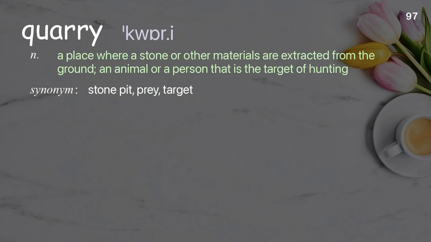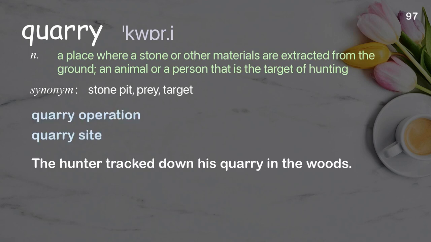Quarry. A place where a stone or other materials are extracted from the ground, an animal or a person that is the target of hunting. Examples: quarry operation, quarry site. The hunter tracked down his quarry in the woods.